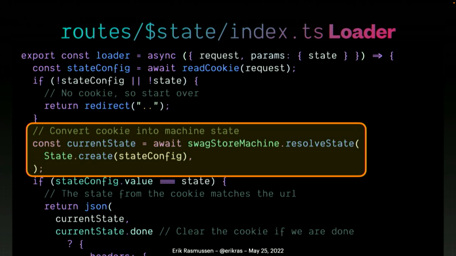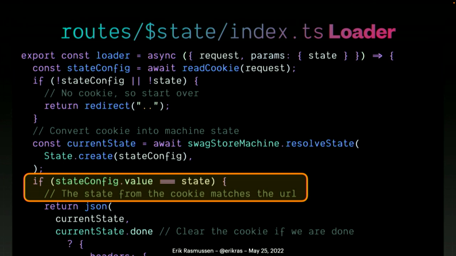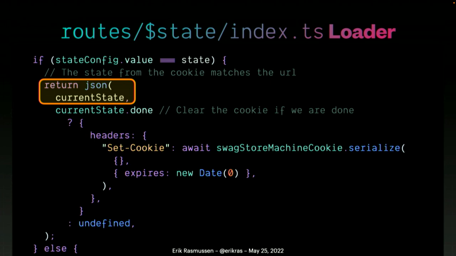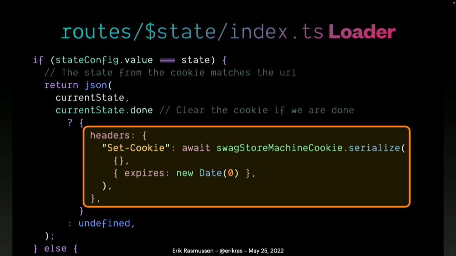And we're going to instantiate our machine with the cookie state. And then if the state from our cookie matches the state of the route, then we're in the right place already. We're just going to serialize this state, and if we happen to be in a final state, we're going to blow away the cookie. Otherwise we don't.